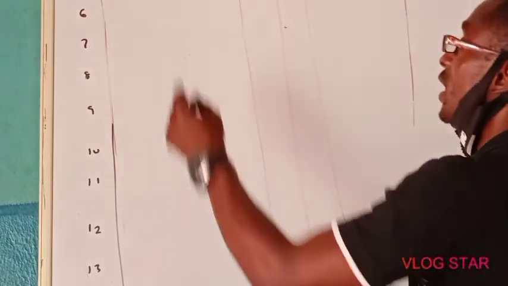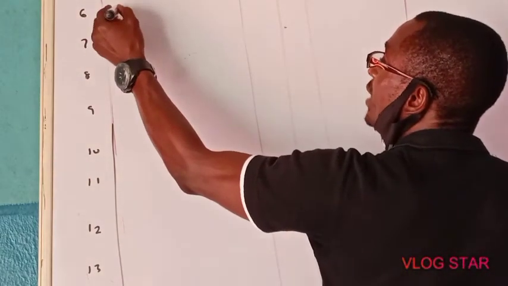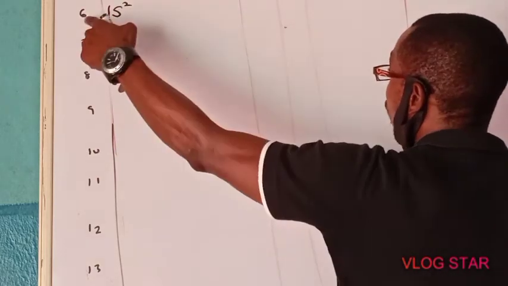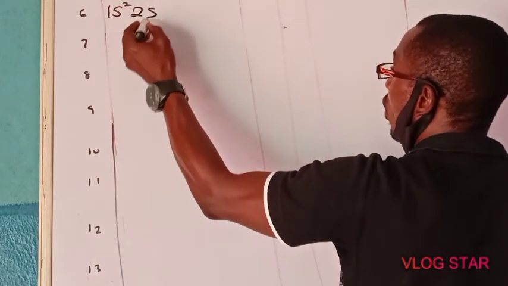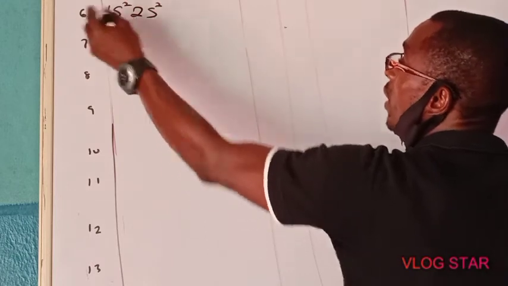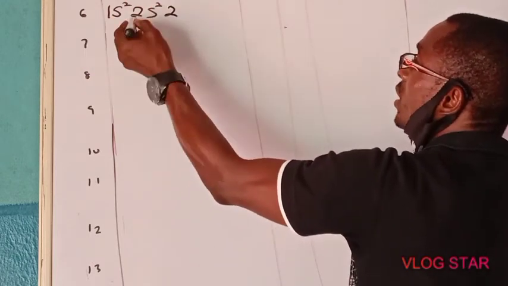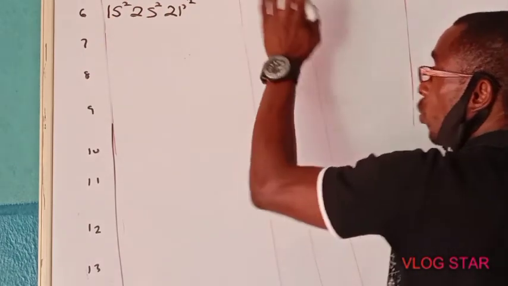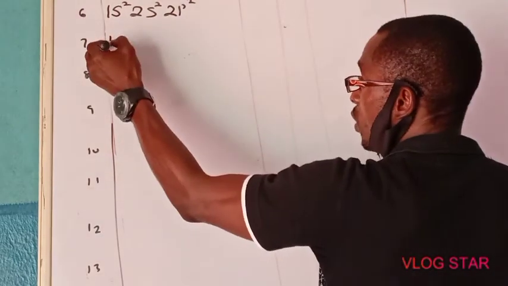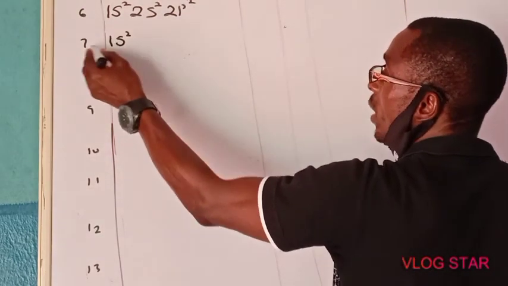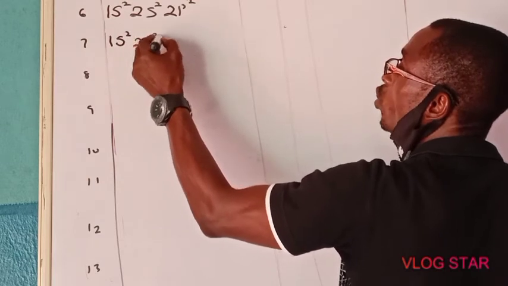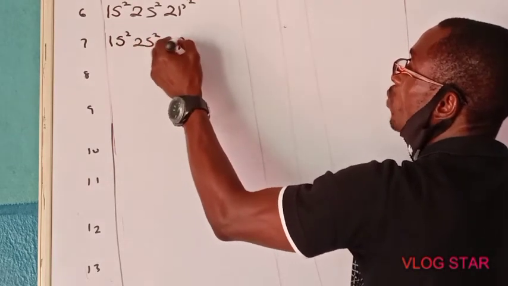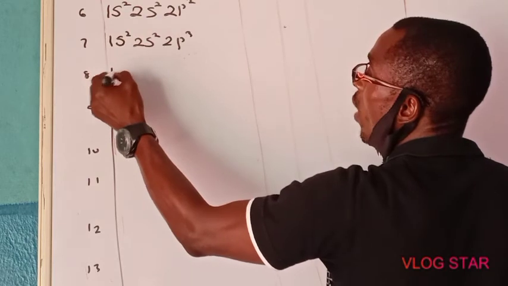So let's go. This is 6 electrons. 1S is the first one, to the power 2. Remaining 4. 2S is the next one, remaining 2. So 2P is the next one. Let's go. 1S raised to power 2. Remaining 5. 2S raised to power 2. Remaining 3. 2P raised to power 3.